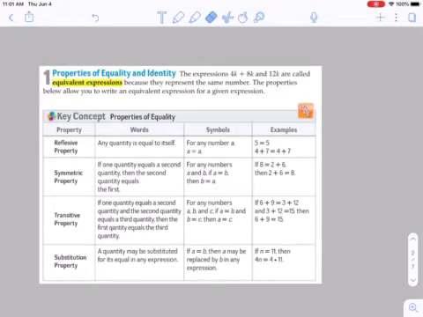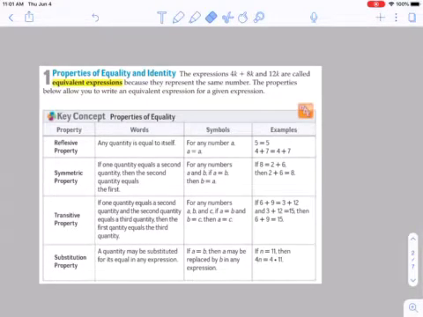Reflexive property, I think of like a reflection. Any quantity is equal to itself. Of course. There are sometimes when you use that, but that's not going to be the case for most of the problems you do.